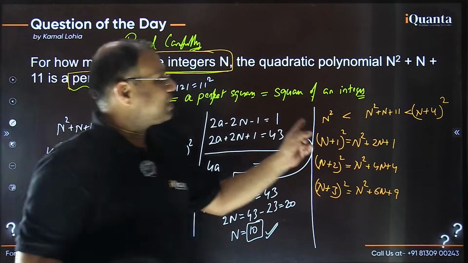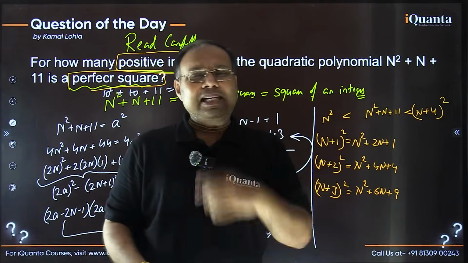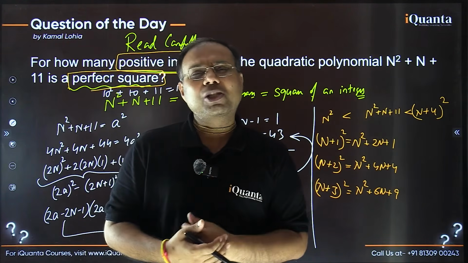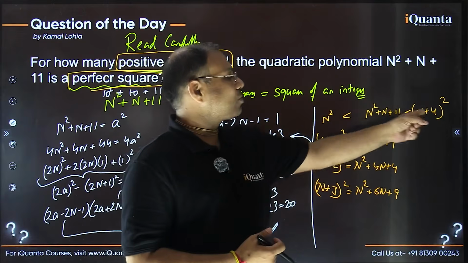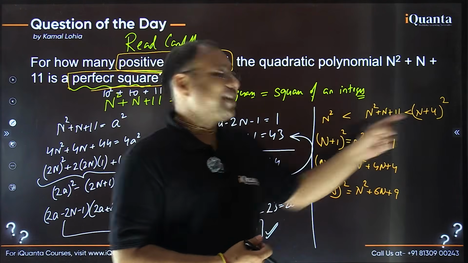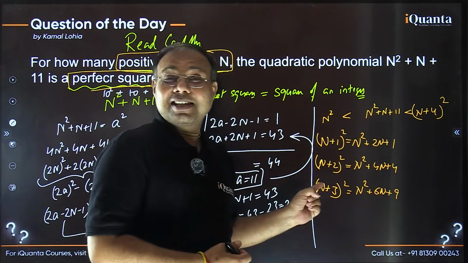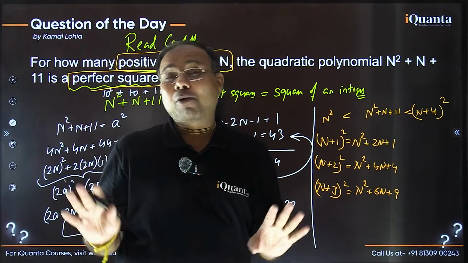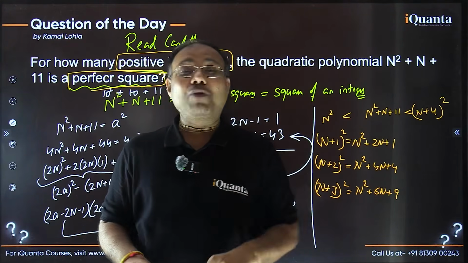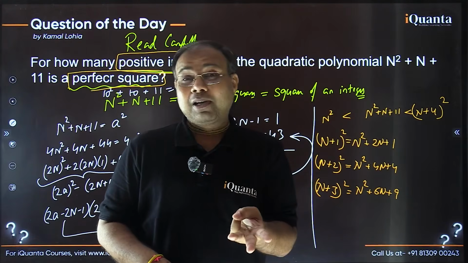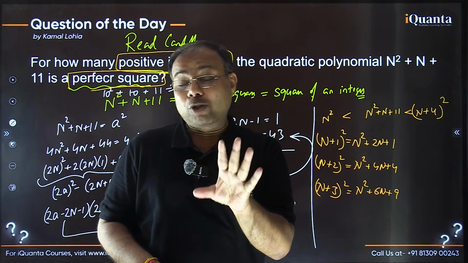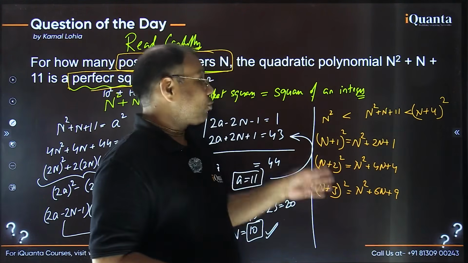And between n square and (n plus 4) whole square, can you tell me which are the other perfect squares which lie between these two values? Sir, it is just these three values, nothing else is possible. That means n could have at most three possible positive integral values so that it could become a perfect square.